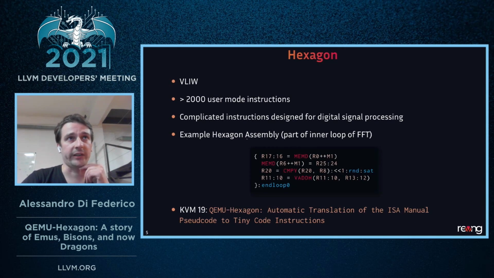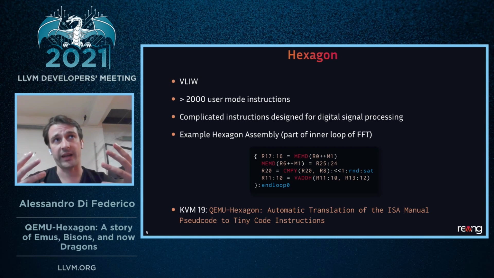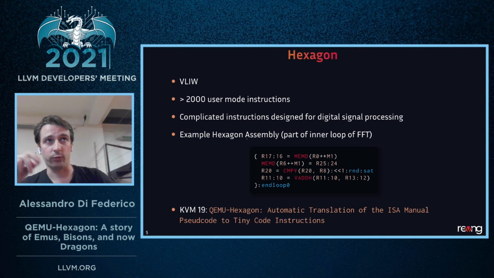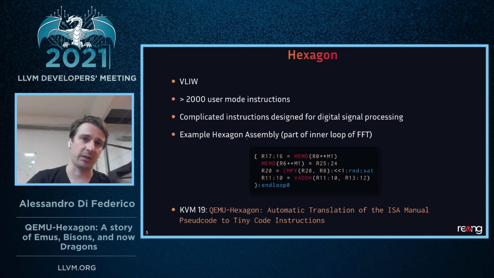It's a VLIW architecture, which means that you have these instruction packets that basically run up to four instructions in parallel. And you have more than 2,000 of such instructions. Some of them are pretty sophisticated and are well suited for digital signal processing purposes. And for instance, here you can see a single packet that can implement the inner loop of the FFT algorithm.